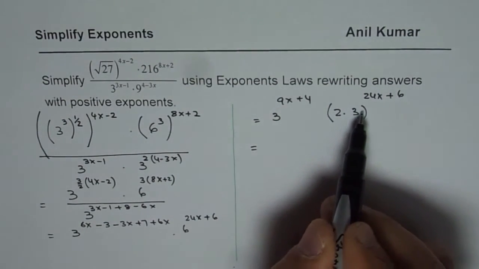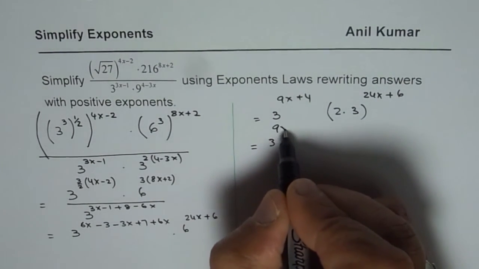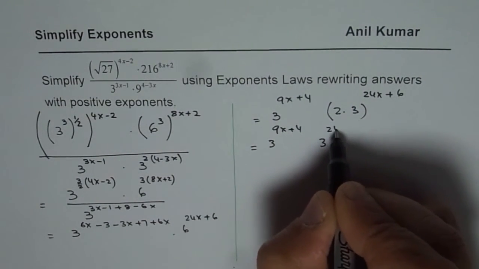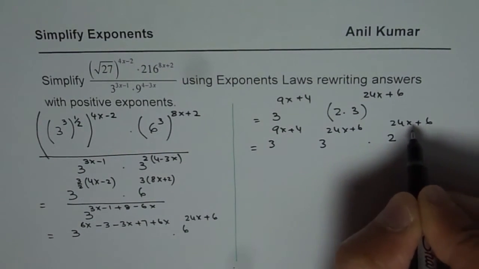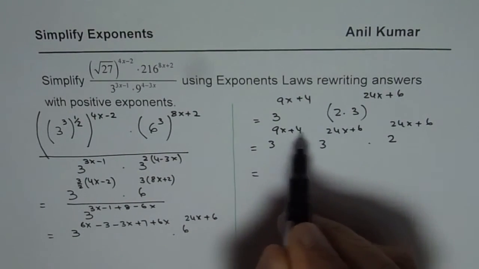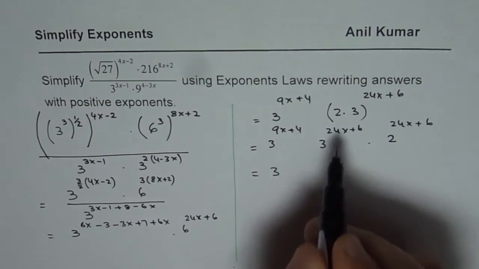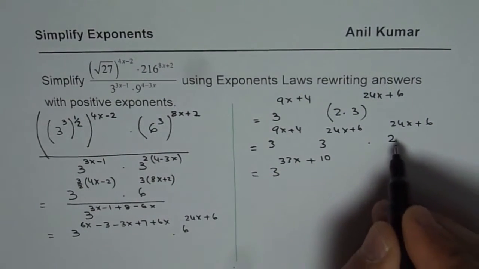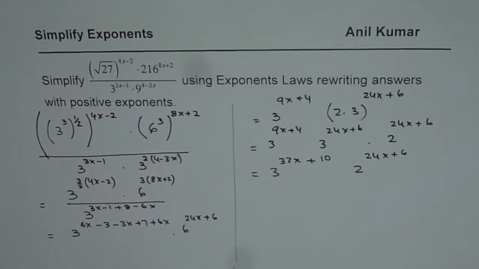So now we can combine these 3 powers with these 3 powers. So we have 3 to the power of 9x plus 4. Look here, this could be written as 3 to the power of 24x plus 6 times 2 to the power of 24x plus 6. Do you see that? So now we can combine these two terms. So it becomes 3 to the power of, add them up, 9 plus 24 is 33. So we have 33x plus 6 plus 4 is 10. And here we have 2 to the power of 24x plus 6. So finally, we get this as our answer, right?